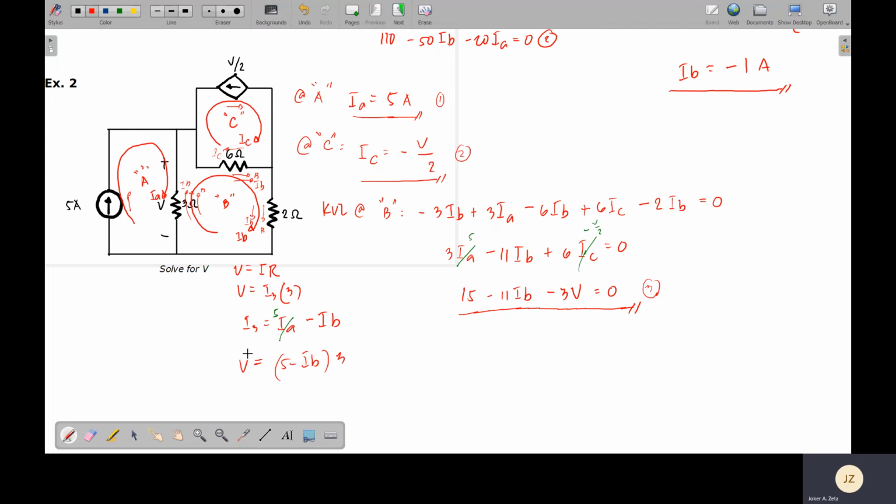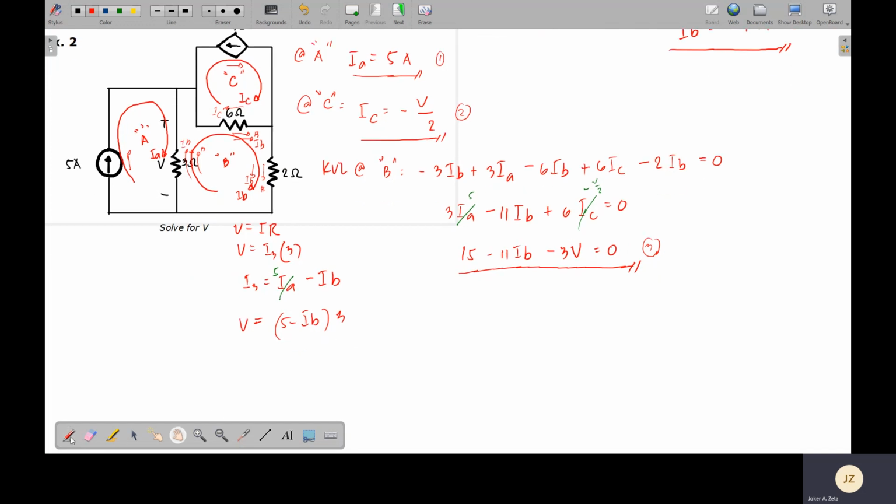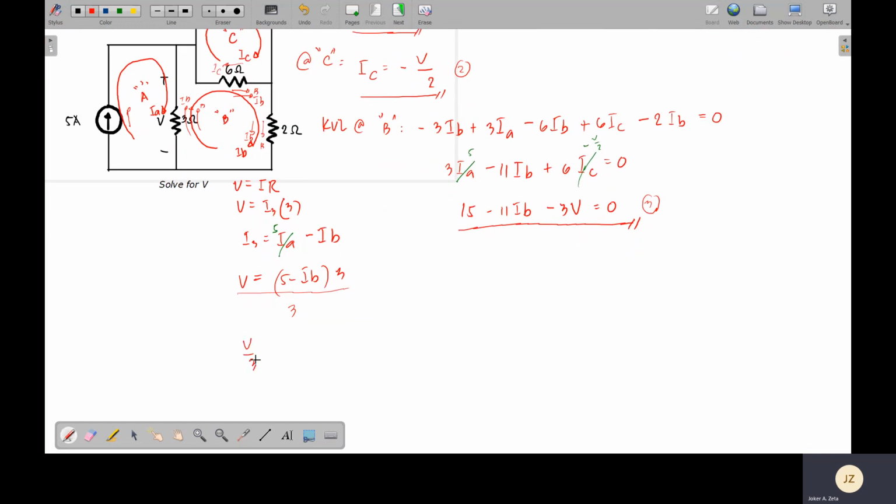Okay. But take note, we need V. So I'm going to change this equation by dividing it by 3. So you will have V over 3 is equal to 5 minus IB. And I'm going to transfer my IB here and V over 3 here. So you will have IB is equal to 5 minus V over 3. Okay, so you have this equation. So applying this IB in our equation number 3, you will have 15 minus 11 times 5 minus V over 3, minus 3V is equal to 0.